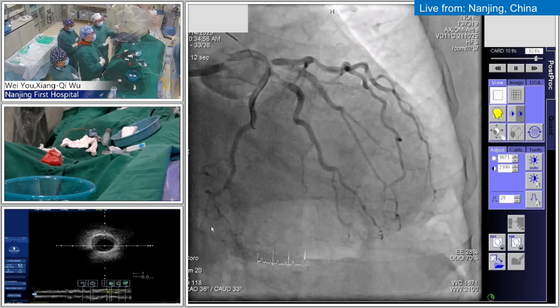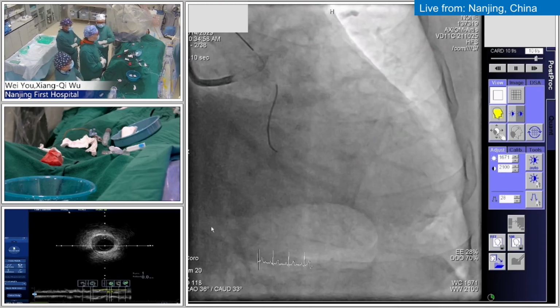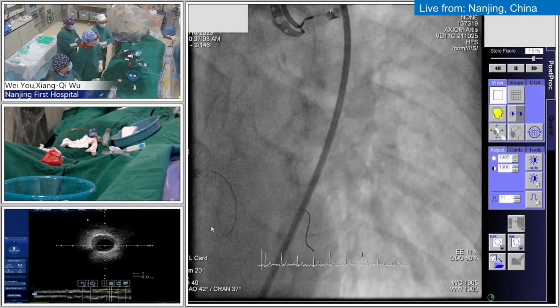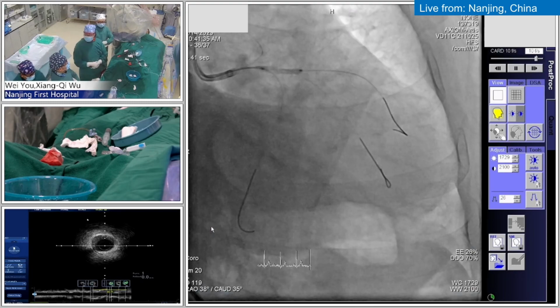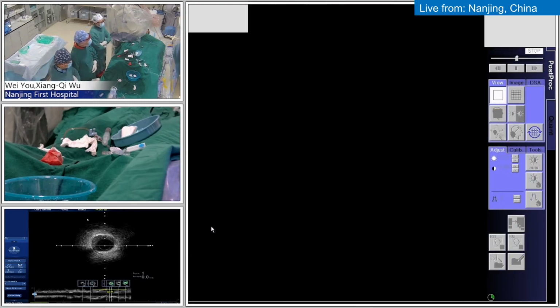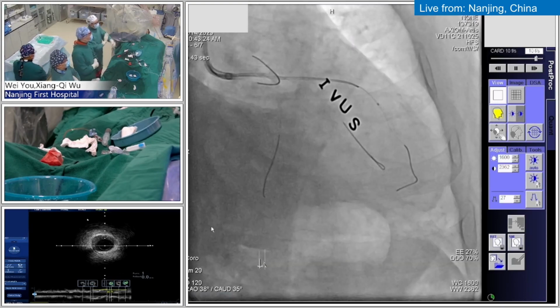But with the very sharp lesion, severe stenosis of the ostial LAD, I just used a 2.0 balloon. Next, please. 2.0 balloon, pre-dilating at nominal pressure. You can see the balloon expands well. Yes. Next, please. And the flow is also good. So next, I checked the IVUS for both of the 3 vessels.